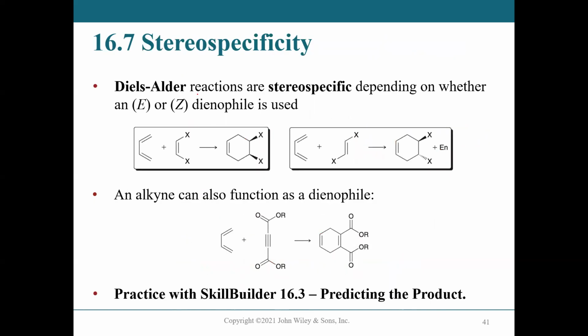So Diels-Alder reactions are stereospecific depending on whether an E or Z dienophile is used. It'd be the Z. It'd be the E. It says an alkyne can also function as a dienophile. And we're going to get this over here. We have some pretty good electron withdrawing groups on this, don't we?